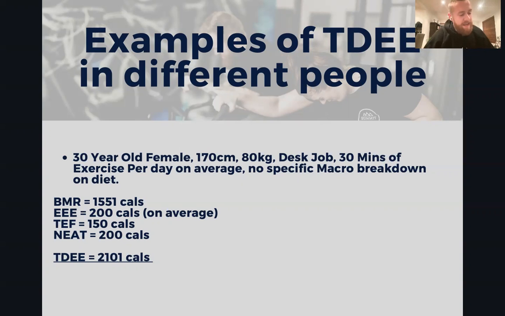Now, let's have a look at an example of how vastly different these can be with two people. Now, of course, these people are fictional. They are very different. I've purposely made them fairly different so you can see the range that you might get from a total daily energy expenditure. But I think it works quite well to show that difference. Okay, let's have a look.